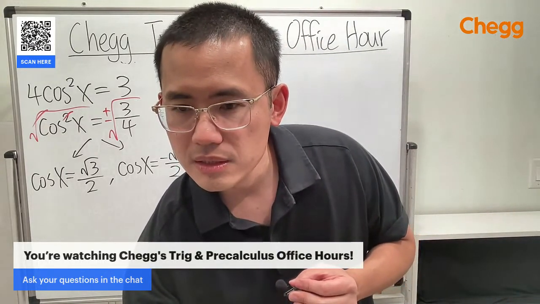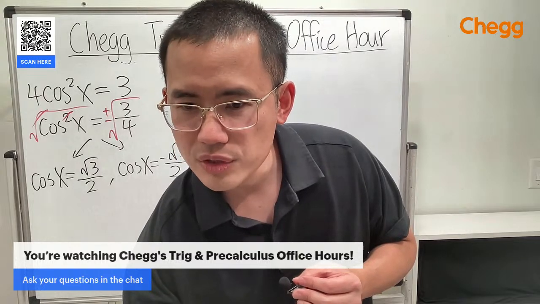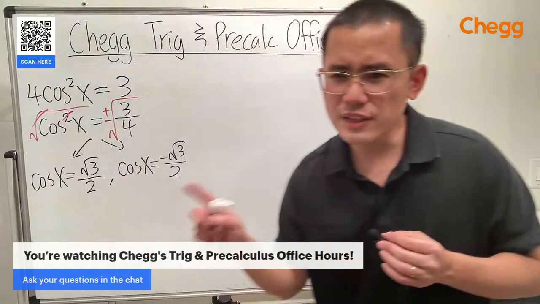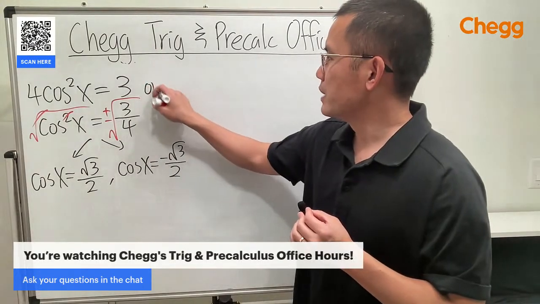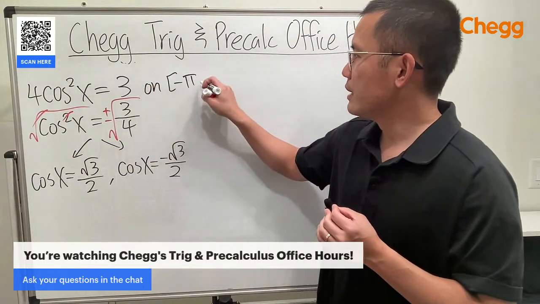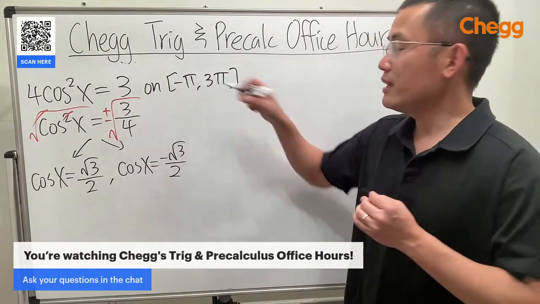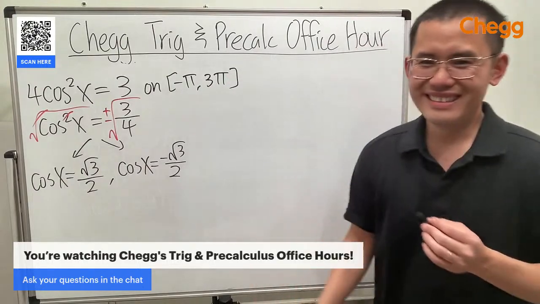Then let's see. We also have a condition. We just want x from negative pi to 3 pi. Okay, that's interesting. We want this to be on negative pi to 3 pi. We're going to end up with a lot of numbers.